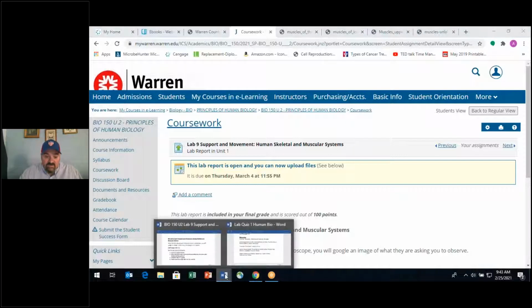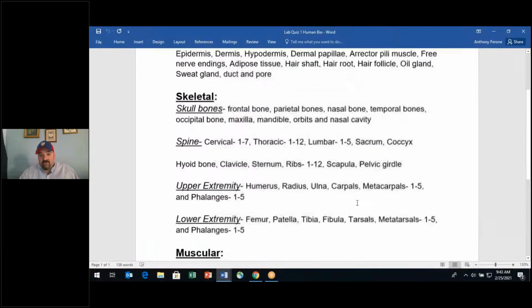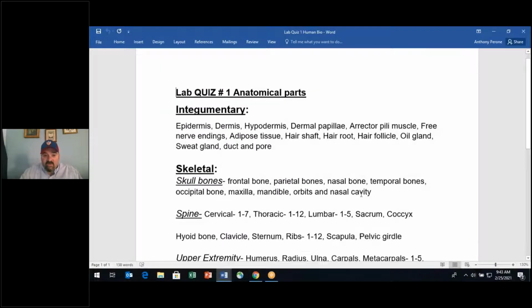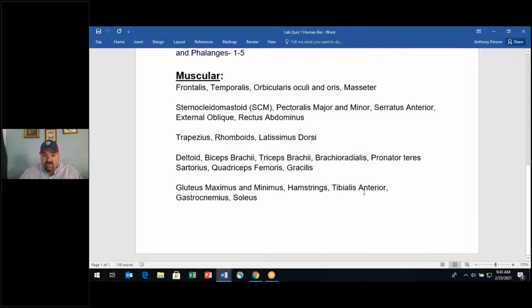Now, I want to show you and share with you all here regarding the lab quiz, okay? So here we have the terms for the lab quiz. So the lab quiz will be next Thursday, okay? So next Thursday, I'll begin the lab quiz at 10 o'clock. So we will meet at 10 a.m. next Thursday.